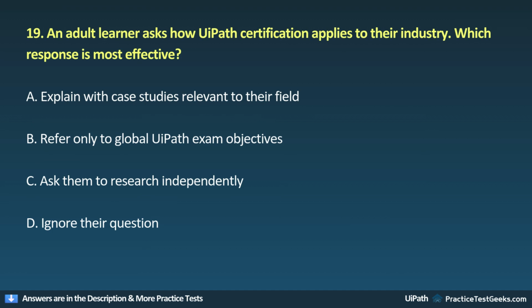19. An adult learner asks how UiPath certification applies to their industry. Which response is most effective? A. Explain with case studies relevant to their field. B. Refer only to global UiPath exam objectives. C. Ask them to research independently. D. Ignore their question.